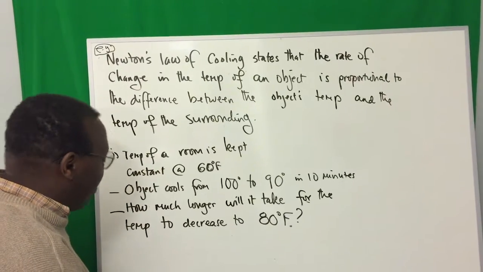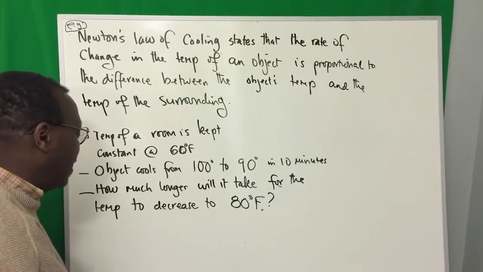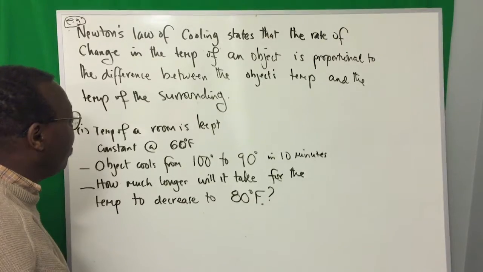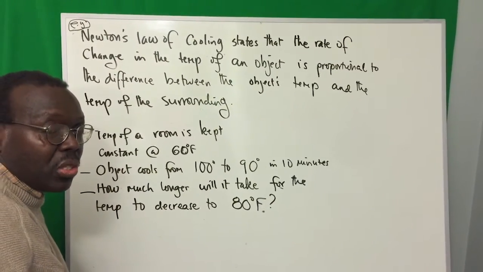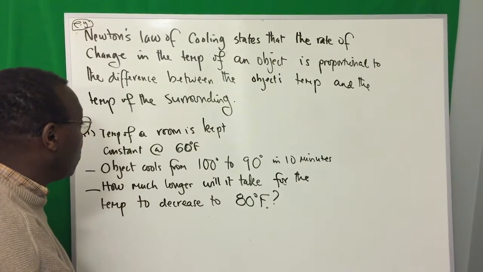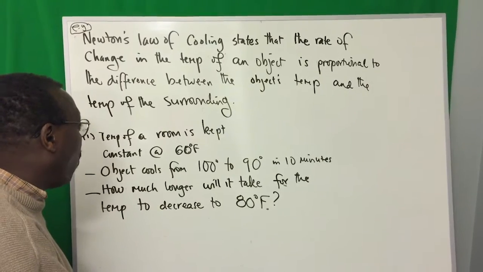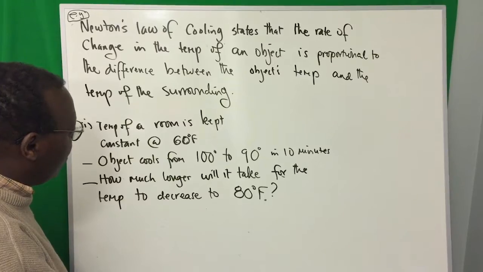Now, the problem that we have here is of the temperature of an object that is initially at 100 degrees Fahrenheit. The temperature of the room is kept at a constant temp, which is 60 degrees. So we want to know how long it takes the object to cool from 100 to 80 degrees. All right, you have this in your notes.